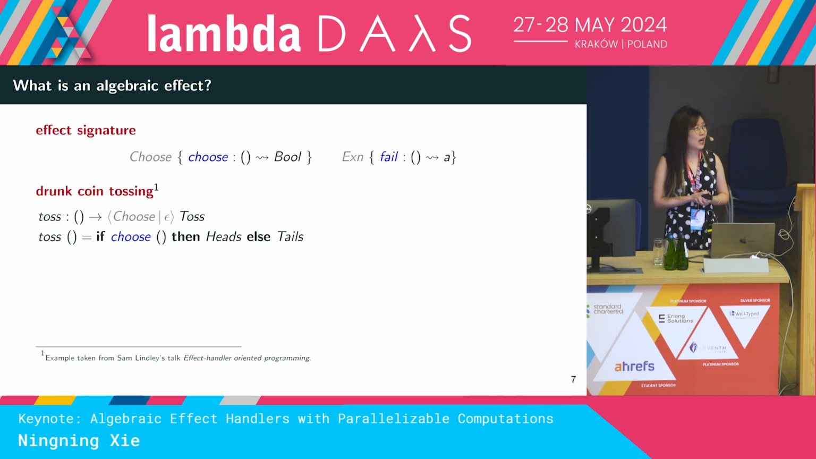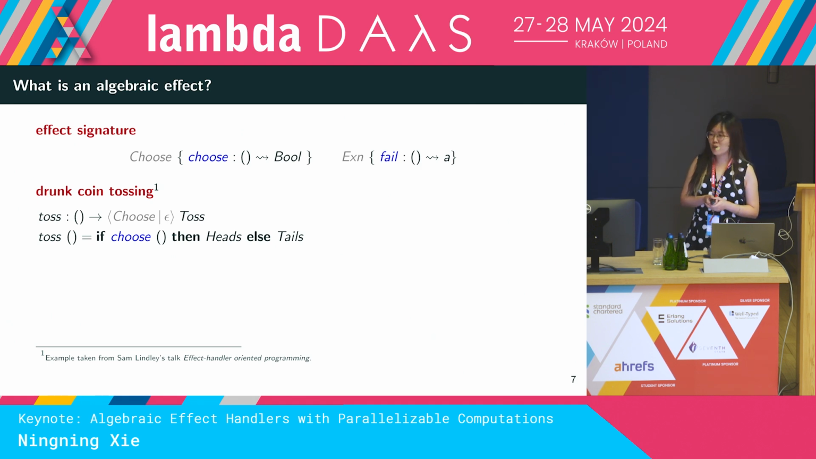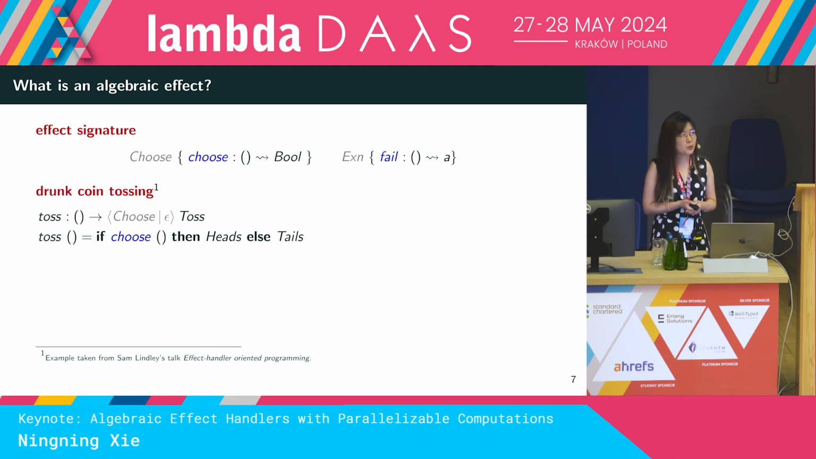So far, I hope I have convinced you that effect handlers are useful, but I haven't told you what algebraic effect handlers actually are. So let's look through algebraic effects and handlers through an example. On the top of this slide, I have defined two effect signatures. First, I have defined an effect choose that comes with a single operation choose that takes a unit and returns a Boolean. And I have also defined another effect called exception, and it also has a single operation that takes a unit and returns a polymorphic variable.